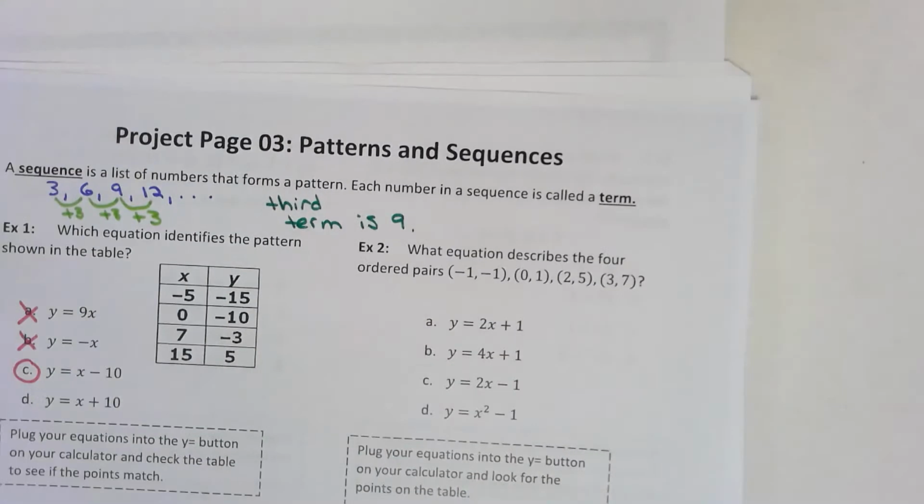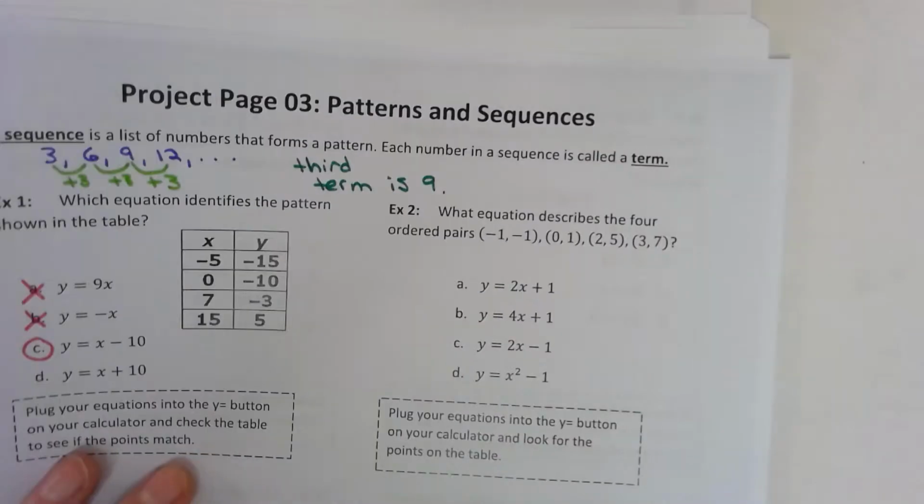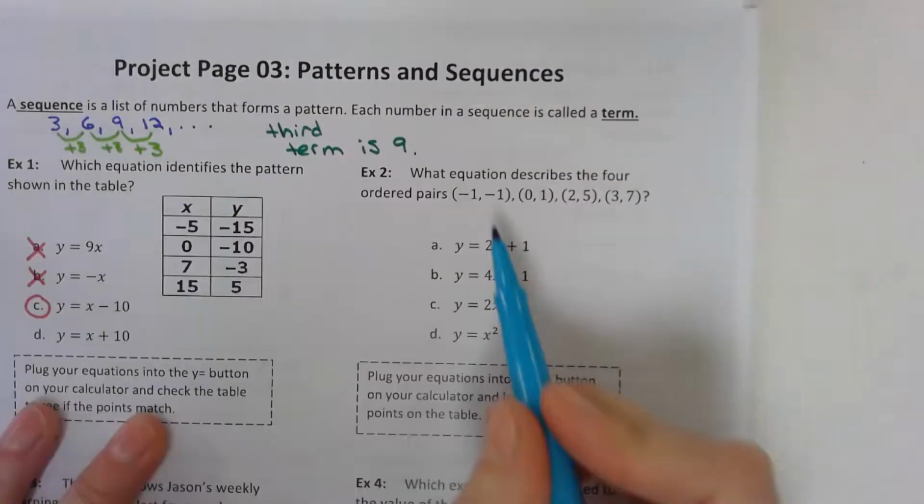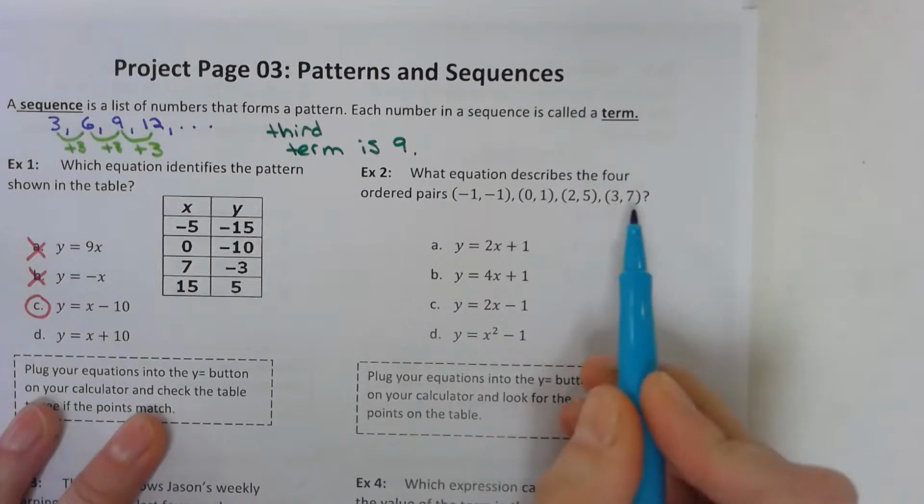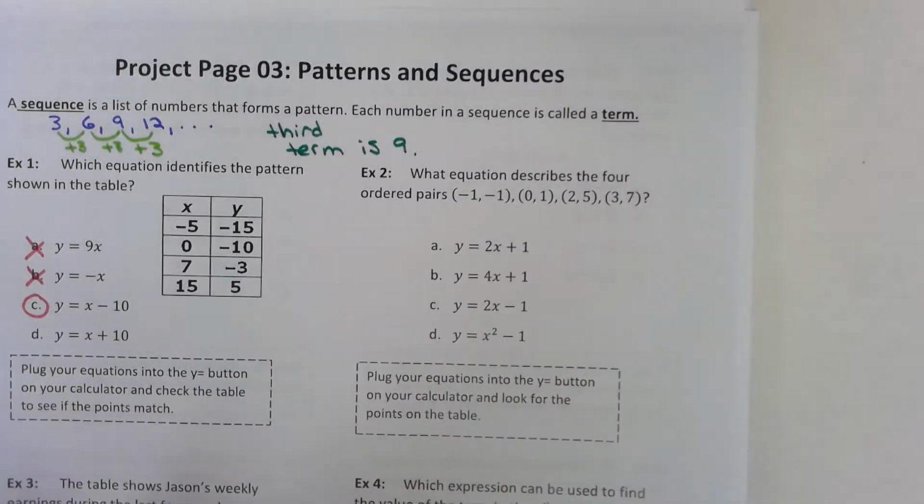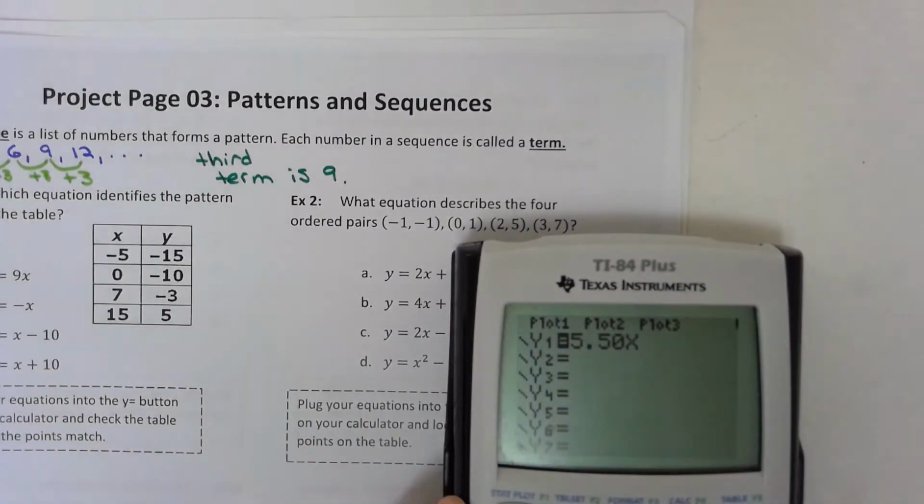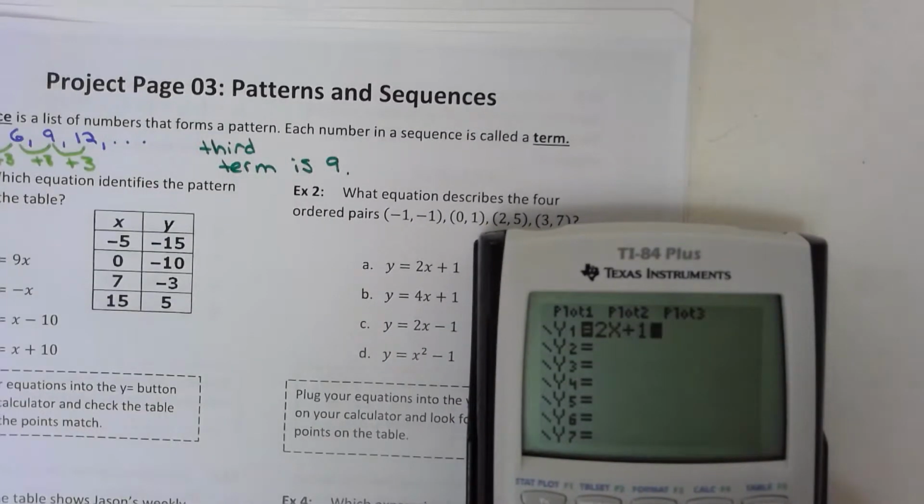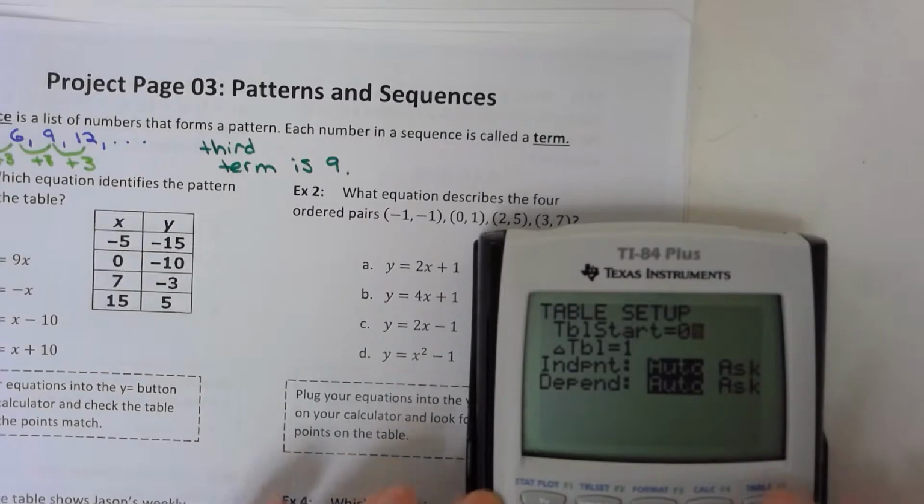Okay, now let's go on up to example number 2. What equation describes the 4 ordered pairs -1, -1, 0, 1, 2, 5, and 3, 7? This is the exact same type of problem as what we were just doing. When they give you a list of ordered pairs, that is the same thing as a table of x and y values. So I'm going to go to my calculator, go to y equals, and I'm doing 2x plus 1, and I want to start back at 0, so let's start there.